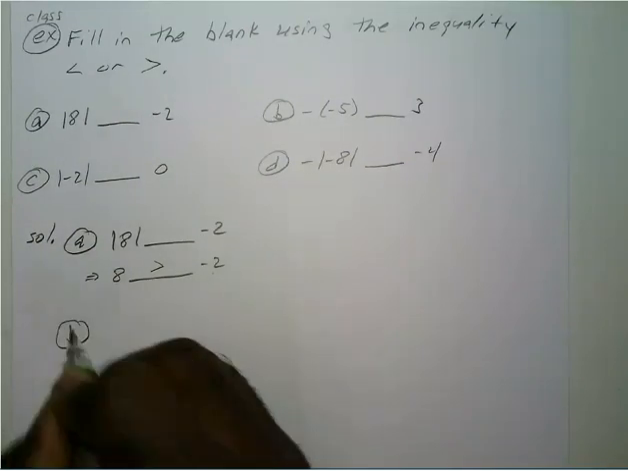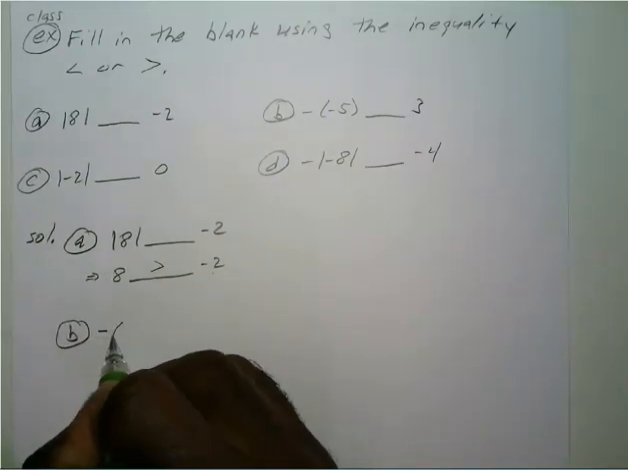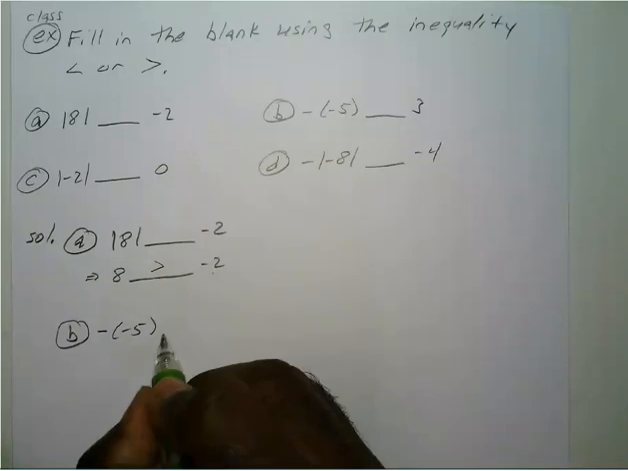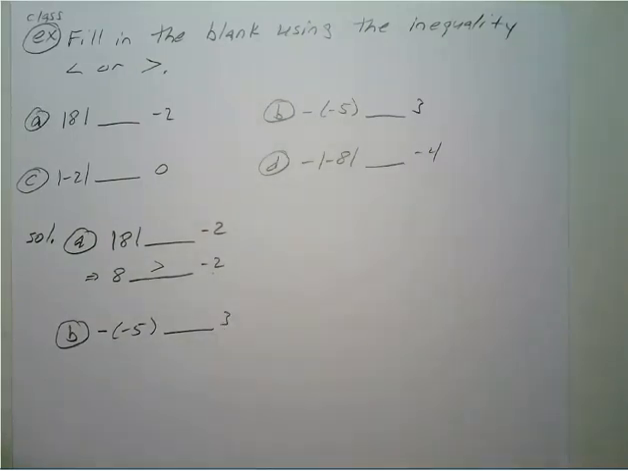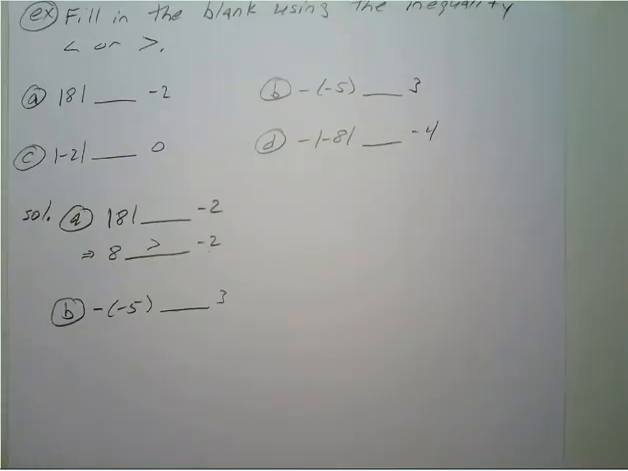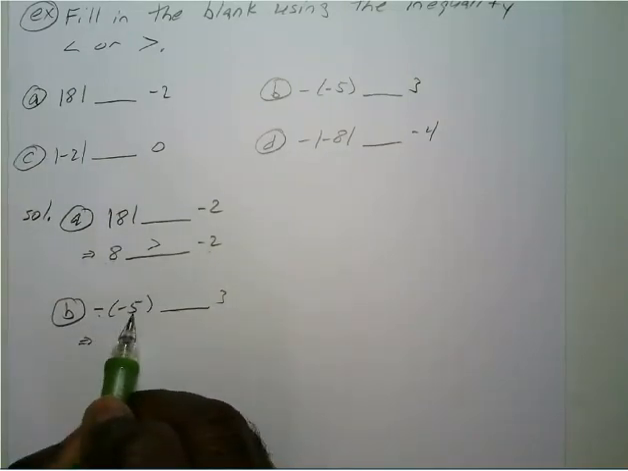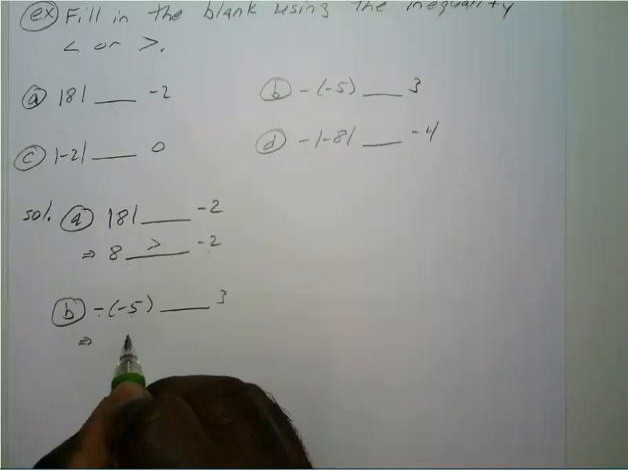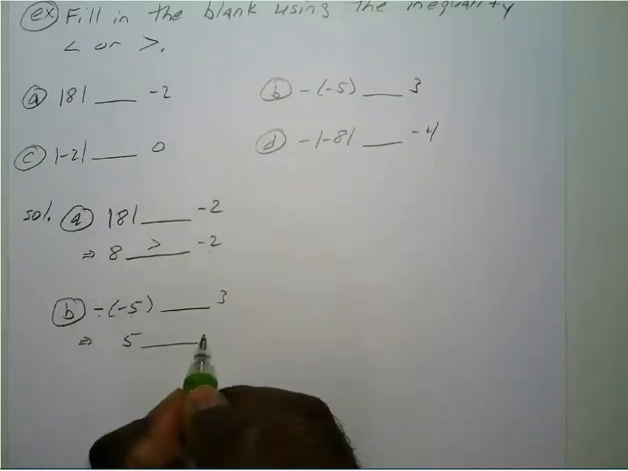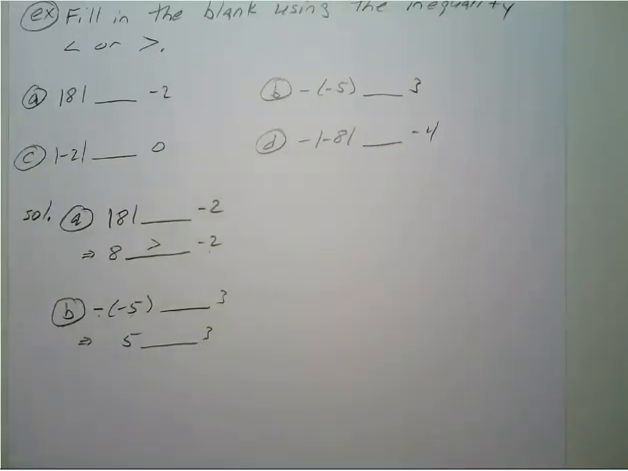All right. So for problem B, negative 5 is what to 3? Well, we see here, what's the opposite of negative 5? The opposite of negative 5 is 5. So 5 is what to 3? 5 is greater than 3.